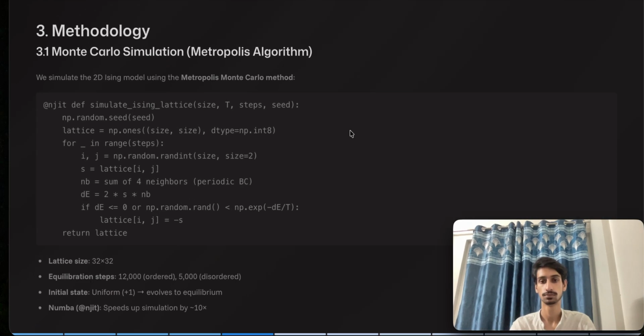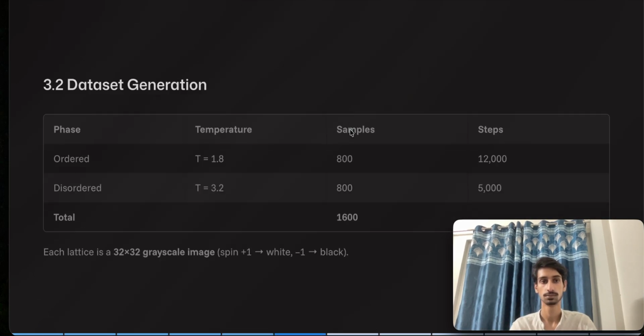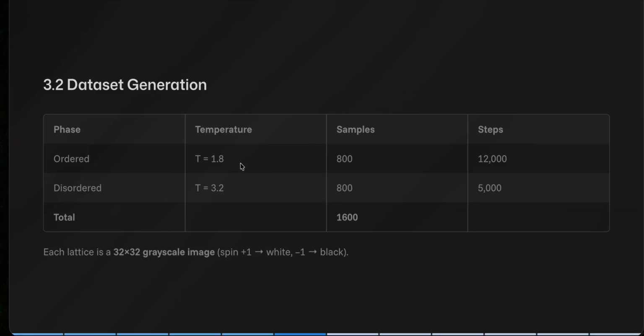So this is the data set. For the ordered phase, we have temperature equal to 1.8, and for disordered it's 3.2. We took a sample of 800 for both, with 12,000 steps in the ordered phase and 5,000 steps in the disordered phase, with a lattice size of 32 by 32 grayscale image.